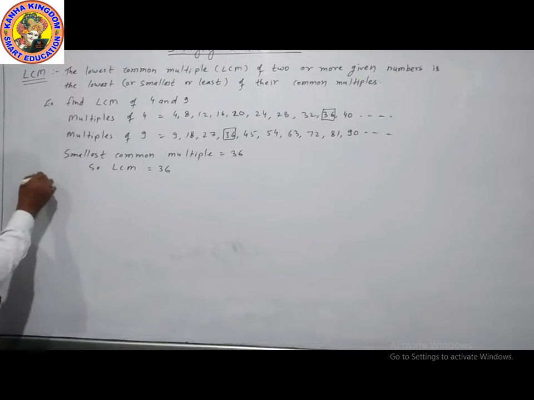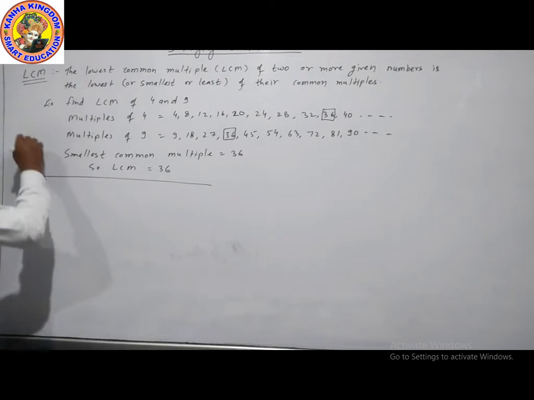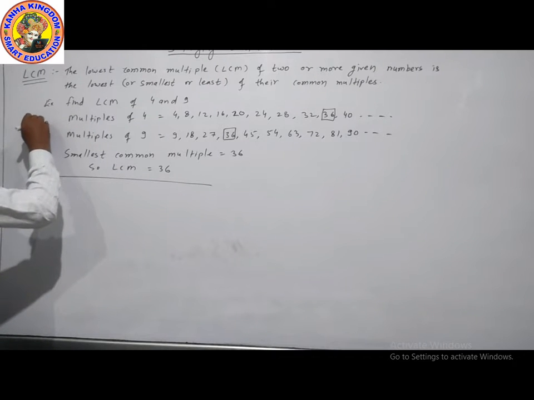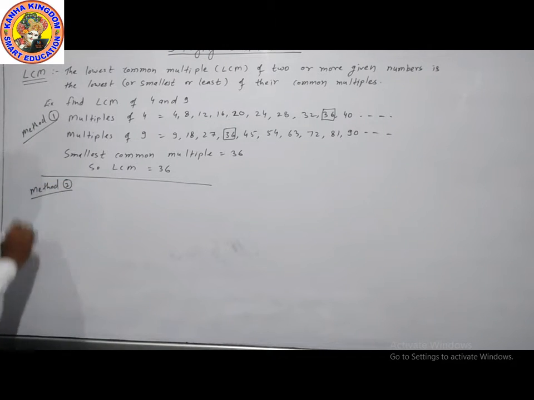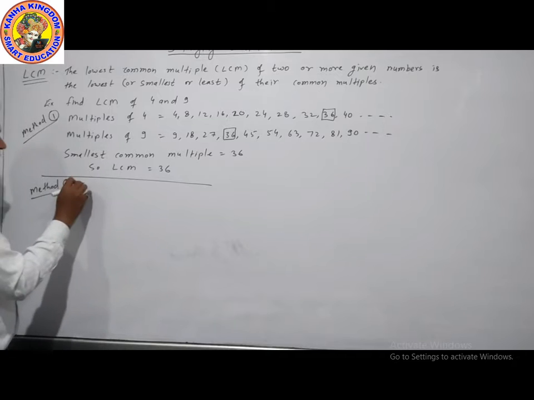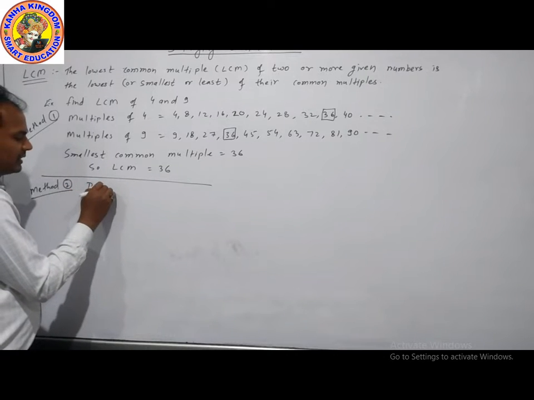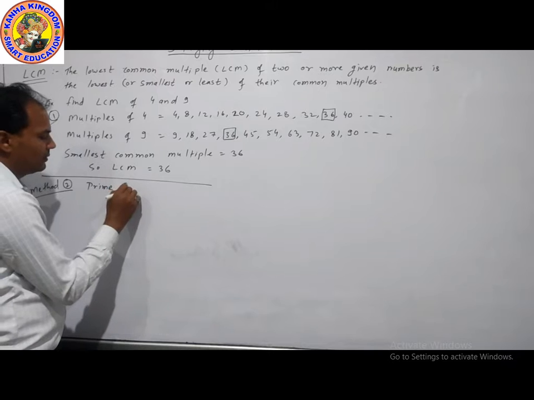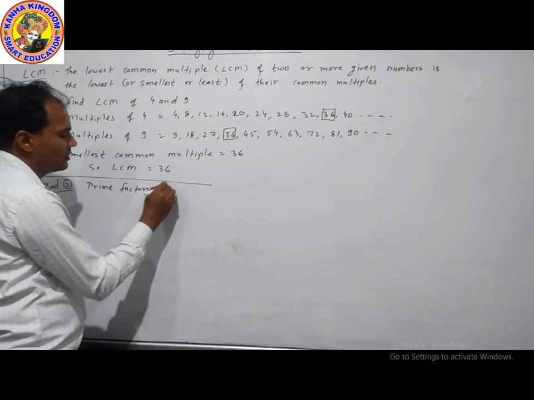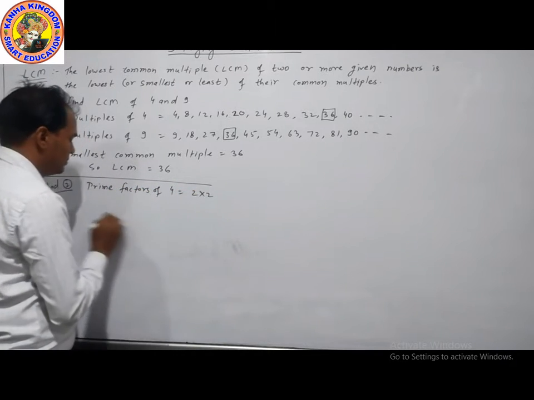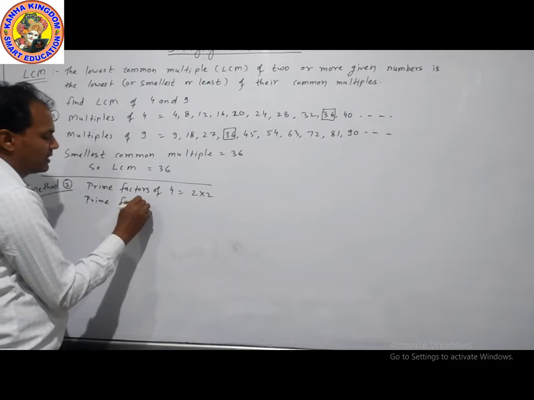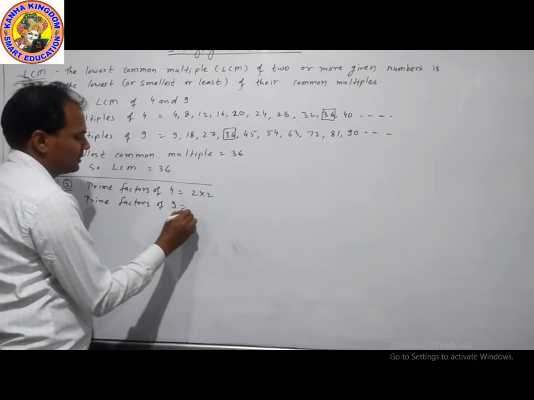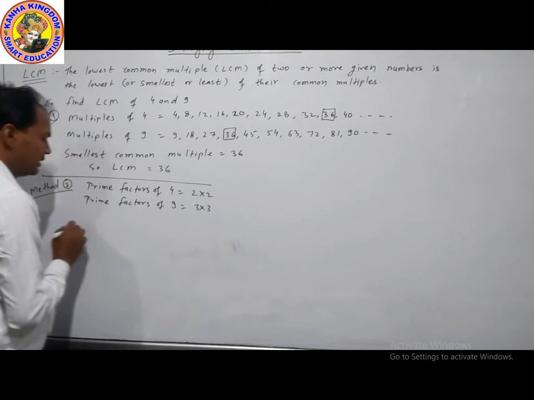Now I am taking the second method. This is our first method, and this is the second method. By the factor method, prime factors of 4 are 2 into 2, prime factors of 9 are 3 into 3.